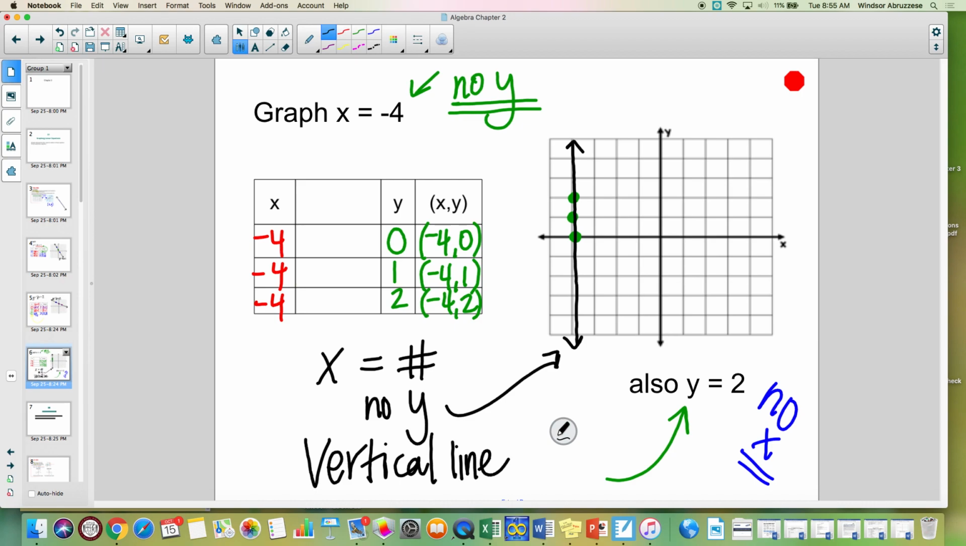So your table is actually much easier. You don't even need this middle column. The same thing goes for this little example I squeezed in down here. Y equals 2. Well, they didn't tell me what x is. There's no x in my equation. I just know that y has to be 2. So pick anything you want. 0, 1, 2. Watch what happens. Let's plot these points. 0, 2. 1, 2. And 2, 2.